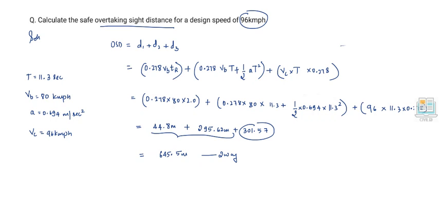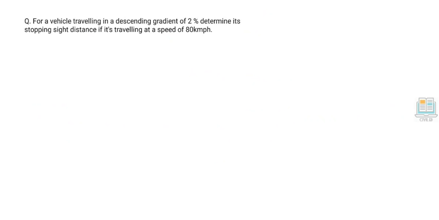Next we shall move on to another problem. Now in this problem, for a vehicle traveling on a descending gradient of 2%, determine its stopping sight distance if it is traveling at a speed of 80 km per hour.